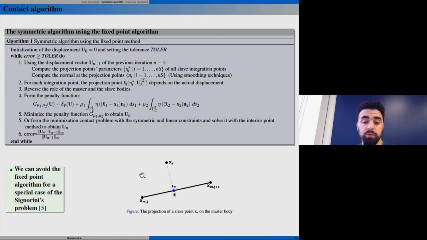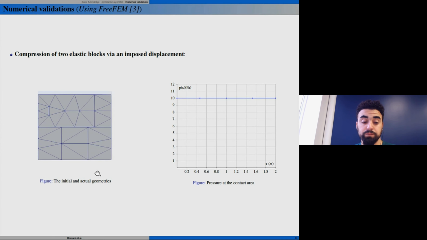Otherwise, for example, if we are in the case of Signorini's contact problem, and if our rigid foundation can be described by a C2 function, for example the cubic spline, we have this very simple algorithm, which doesn't use a fixed point algorithm. And now I'll present some numerical validations.